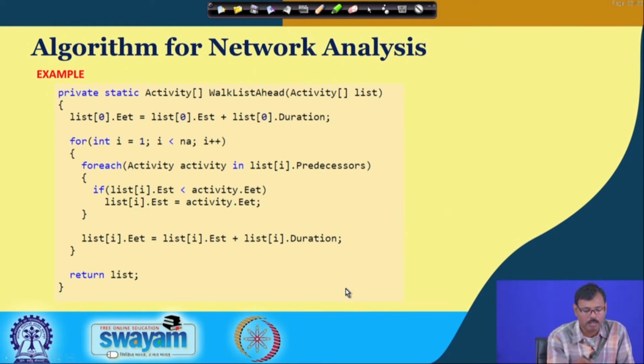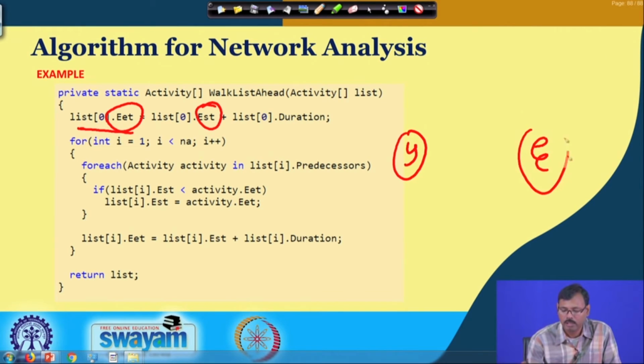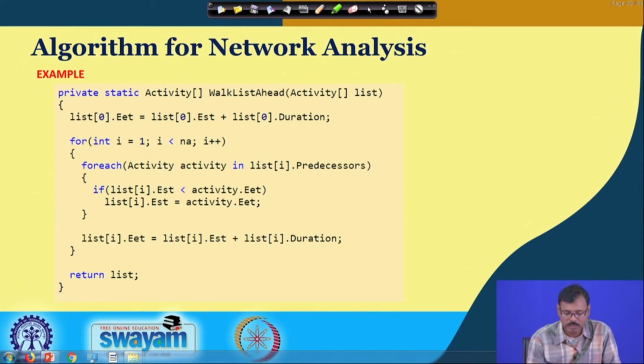Then the forward pass is made, first to identify the early ending time and early starting time of each job. Starting from the start to the end, all the jobs are considered along their path, and the early ending time and early start time of each job are determined and kept in the memory of the computer. And this is the C program for the forward pass.